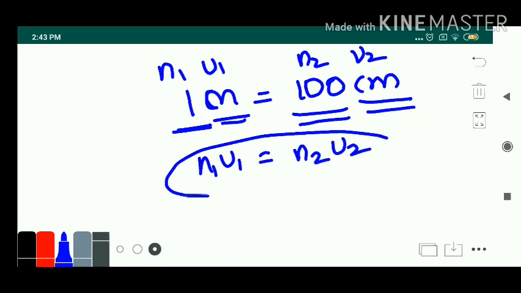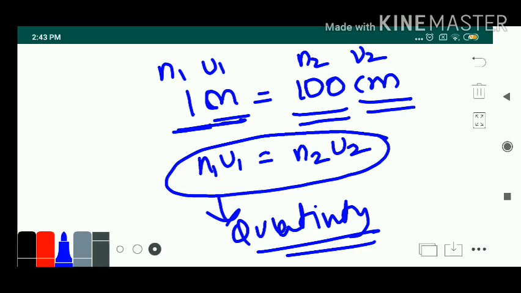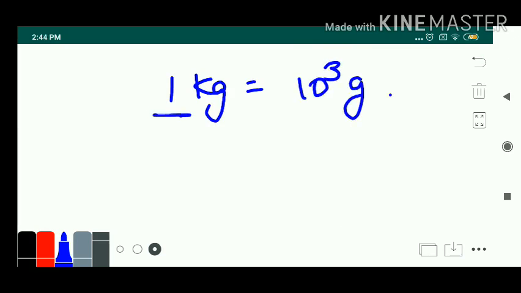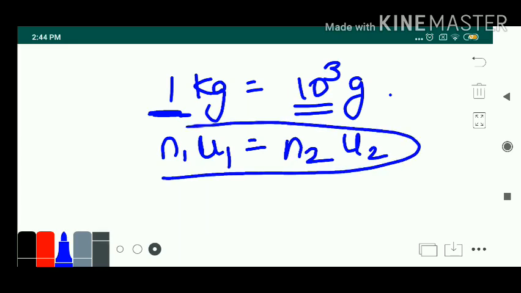Whatever the conversion of unit is happening, the quantity is always equal. 1 meter is the same quantity as 100 centimeter. So I can use this formula, n1 u1 is equal to n2 u2. If you don't understand, I can write it like this. 1 kilogram is equal to 1000 gram. So this 1 is n1, the first numerical value, kilogram is your unit u1, 10 to the power 3 is your n2, and u2 is your gram unit. Clear? So you get a formula like this.